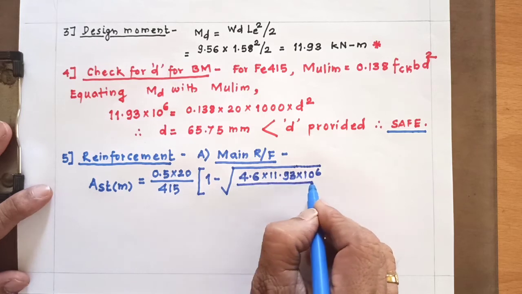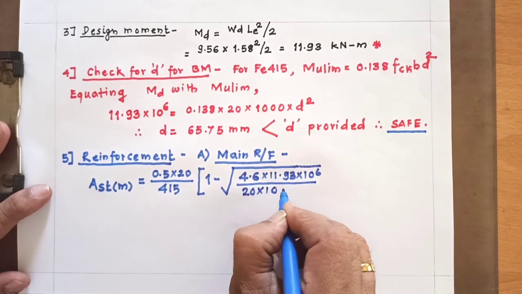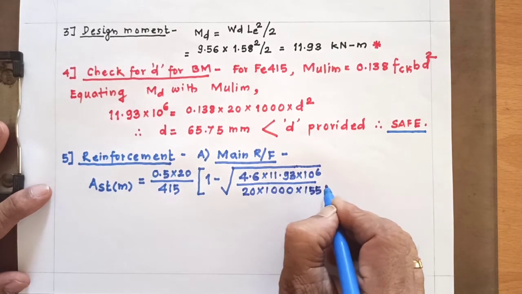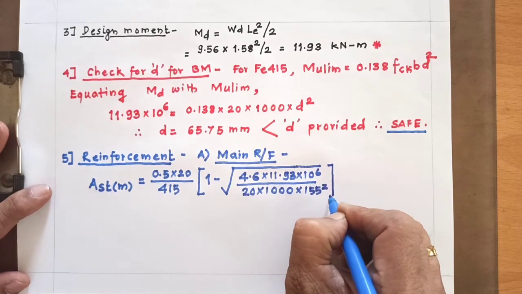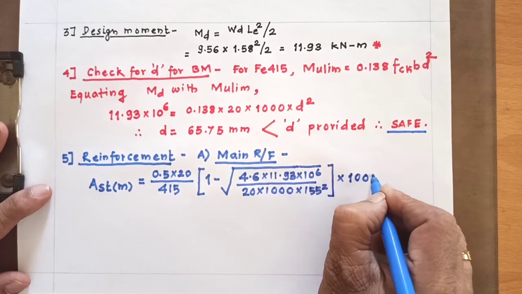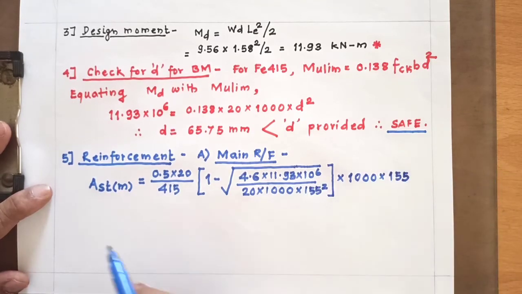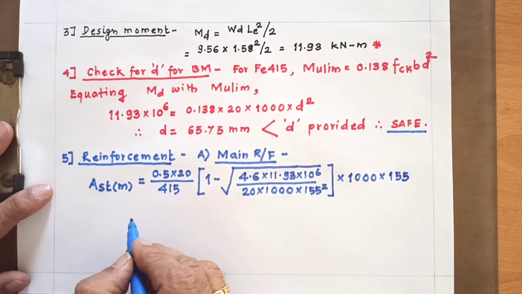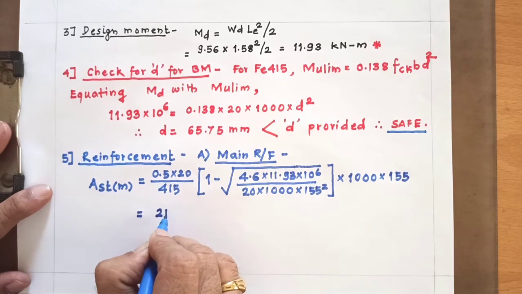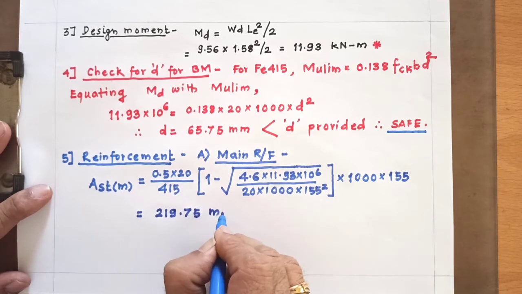Divided by FCK, that is 20, B, that is 1000, D square, small d square, that is 155 square, into B into D, again B is 1000 and D is 155. So this is our usual very important formula. If you calculate it, you will get the answer as 219.75 mm square.